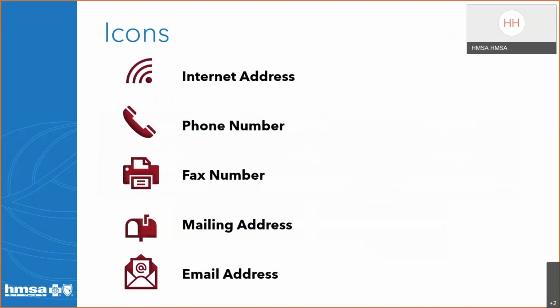Before we get started, I'd like to go over some icons you'll be seeing throughout today's presentation. The first is the RSS icon, and you'll see this anytime we're referencing an internet address. Then we have a telephone for phone numbers, and a fax machine for fax numbers. Anytime you see a mailbox, it is for a mailing address. And lastly, the envelope with the @ symbol, and you'll see this whenever we have an email address for you.